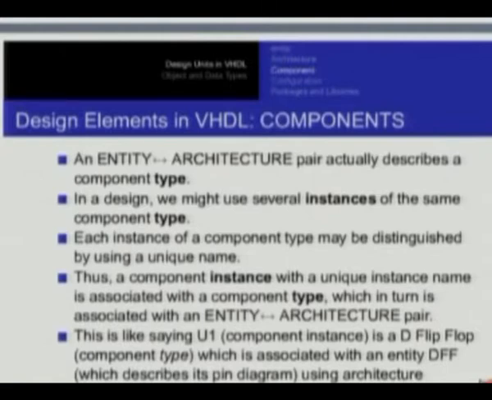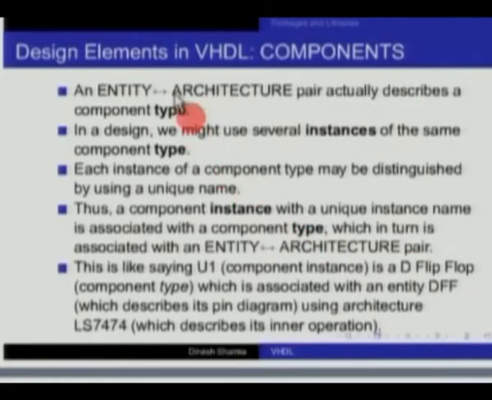which are interconnected. Now these components need not all be basic components, these might be complex components. For example, I gave you the example of an 8085 when I said that ALU will be a component. Now ALU will be another VHDL entity, and I must now make it into a component so that it can be instantiated in the 8085 entity. Okay? So an entity architecture pair actually describes the component type.